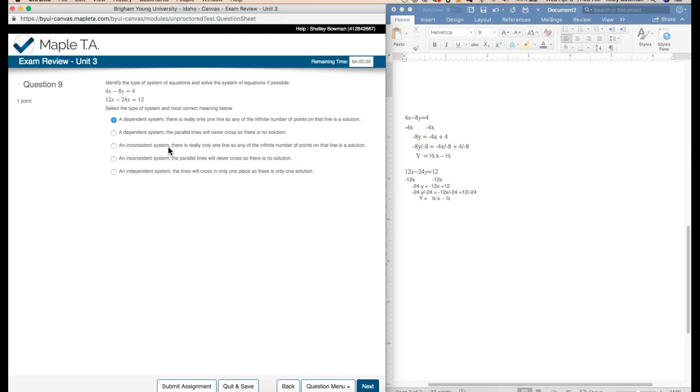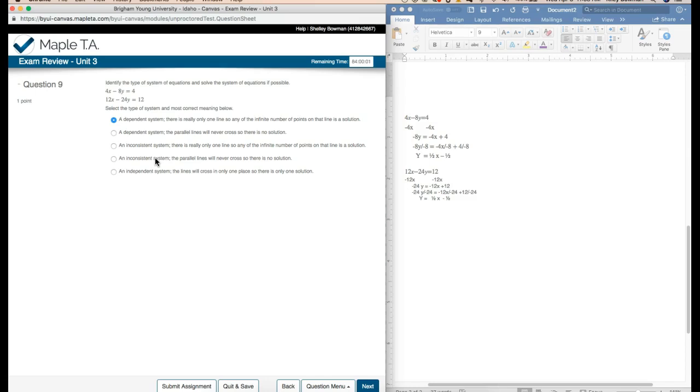And then the next one, an inconsistent system. This means inconsistent is two parallel lines. Here there's really only one line, so the wrong definition here. Only one line, so any infinite number of points on that line is a solution. This is the definition for dependent system. So this one here isn't even coherent, doesn't make sense. For an inconsistent system, the parallel lines will never cross, so there is no solution. This is the correct definition for inconsistent system.